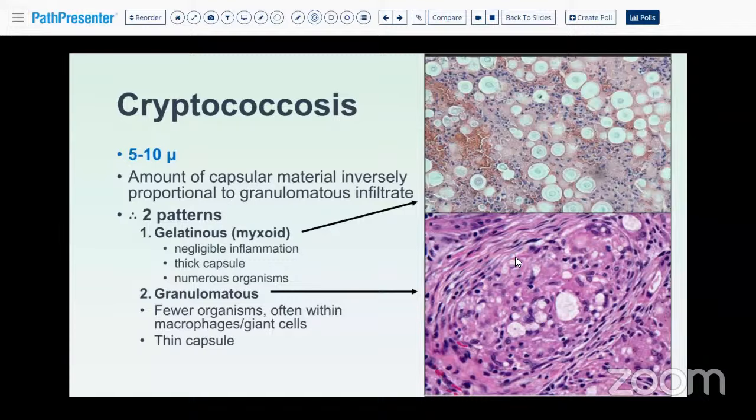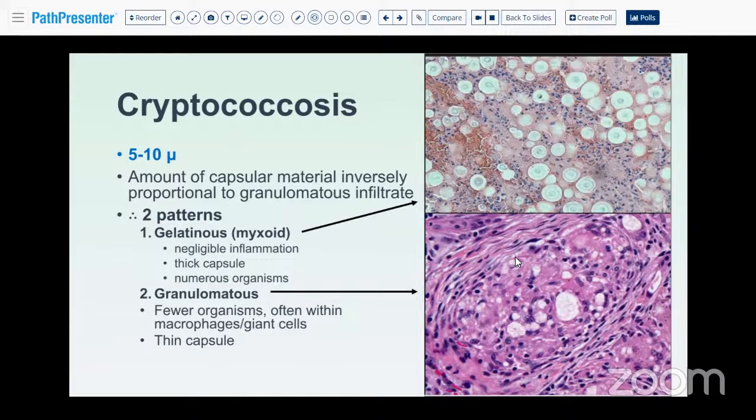Then cryptococcosis, another answer choice. So this is a little bit smaller at 5 to 10 microns. And this can actually present with reaction patterns in dermatopathology, so in the skin. One pattern is a gelatinous or myxoid pattern. That's a pattern where there's relatively low immunity. There's negligible inflammation, so the organisms just tend to spread, for lack of a better word. They have a really nice thick capsule. They take their space around. And this pattern is actually really easy to recognize the organisms because there's so much mucinous capsule.